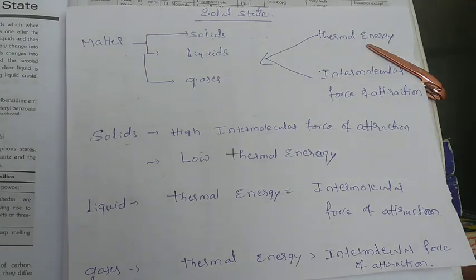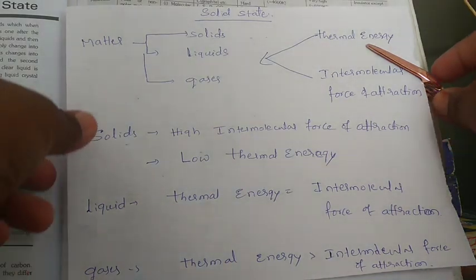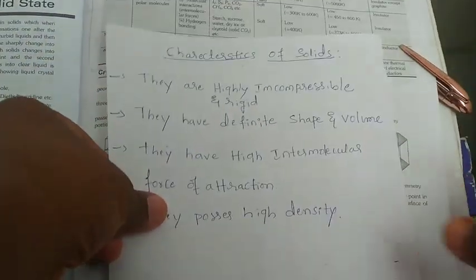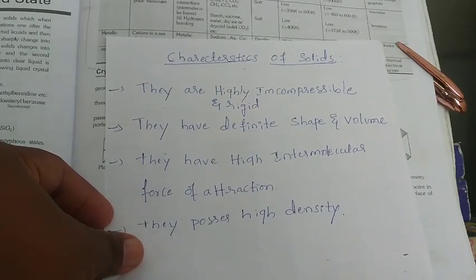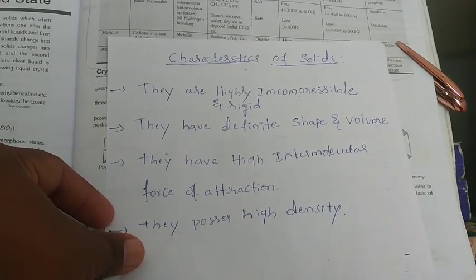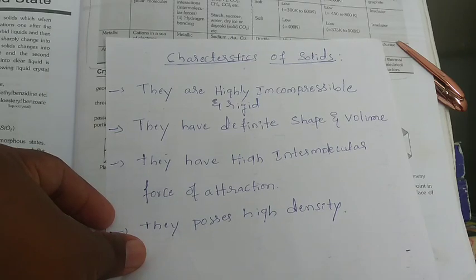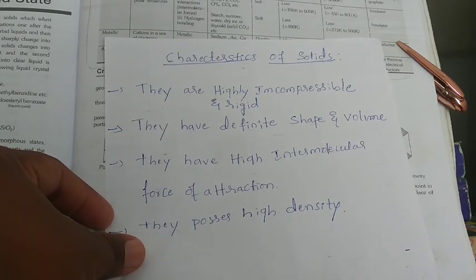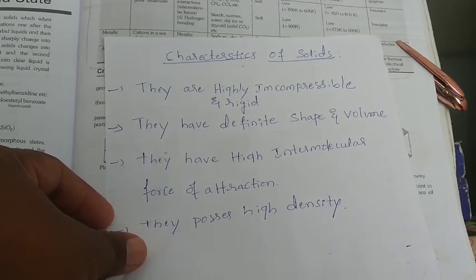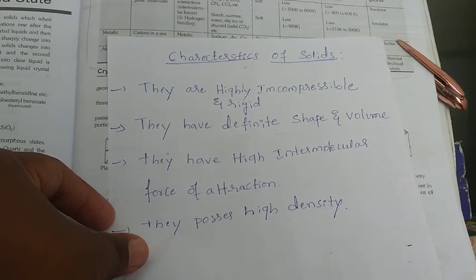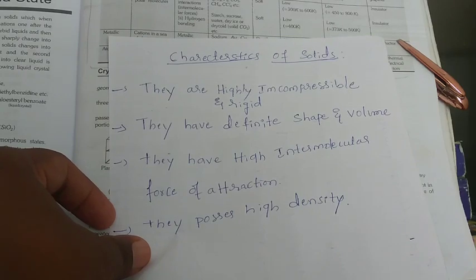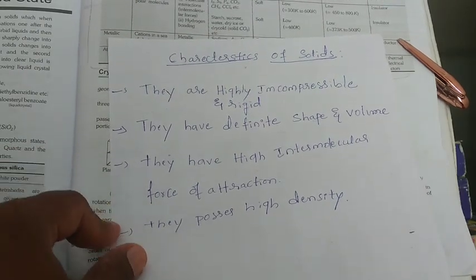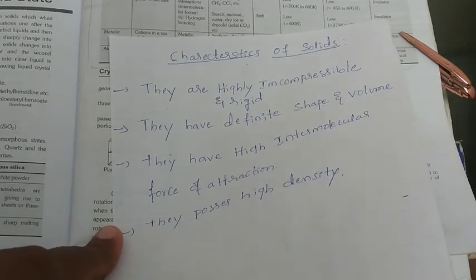After this, we shall discuss the characteristics of solids. The characteristics of solids are that they are highly incompressible and rigid. They have definite shape and volume. They have high intermolecular force of attraction. They possess high density, and that is due to the strong intermolecular force of attraction.